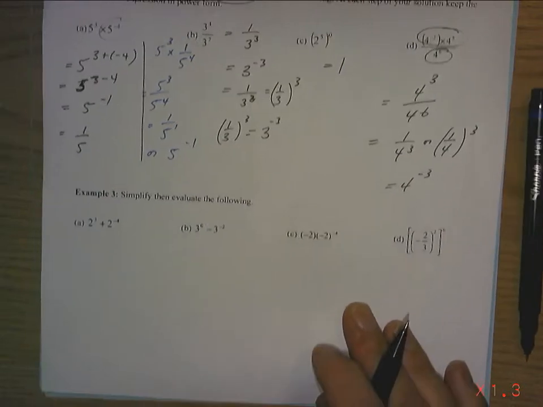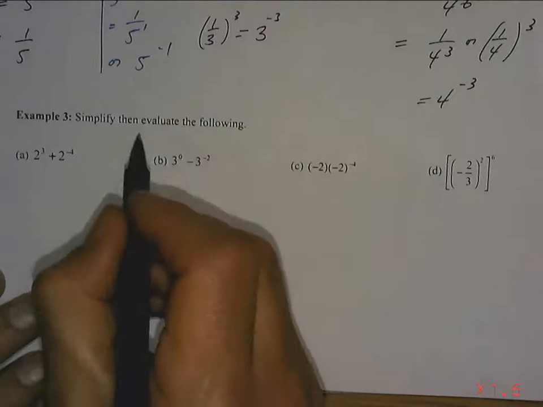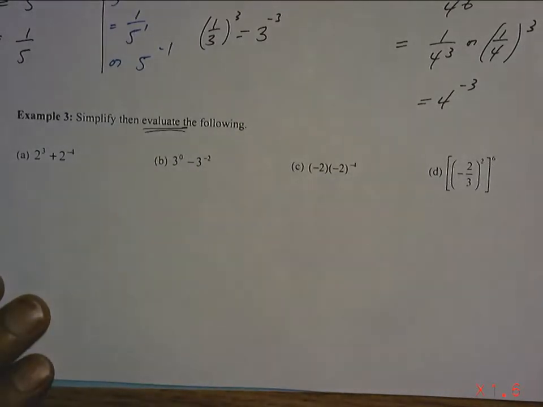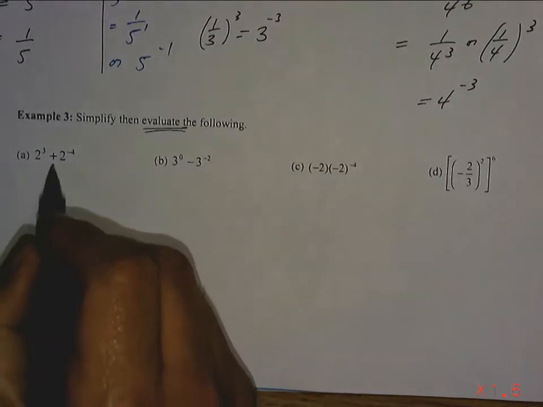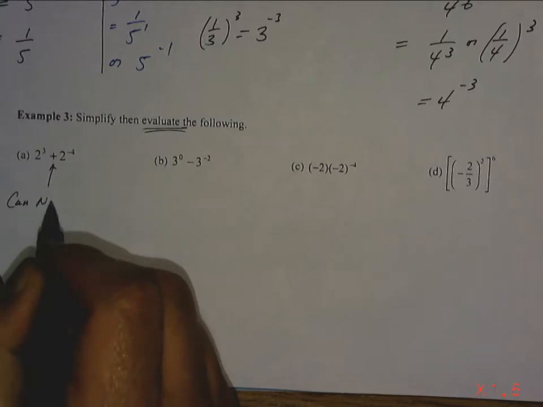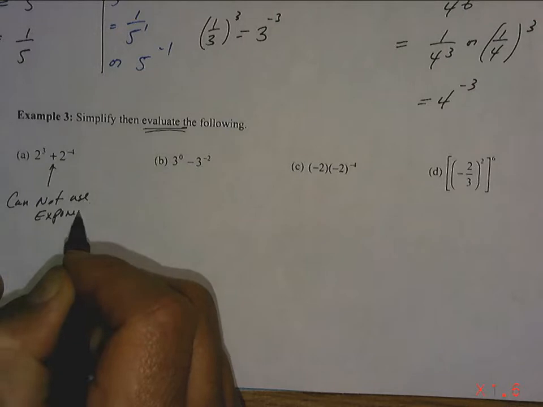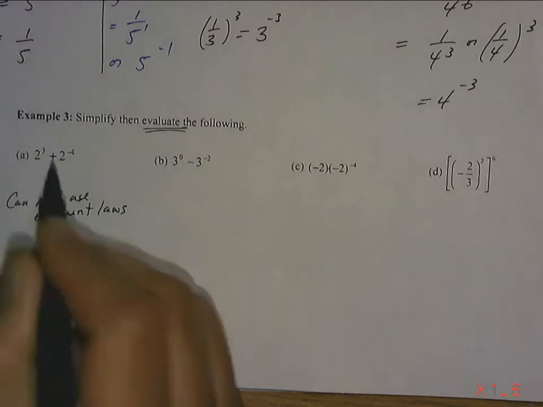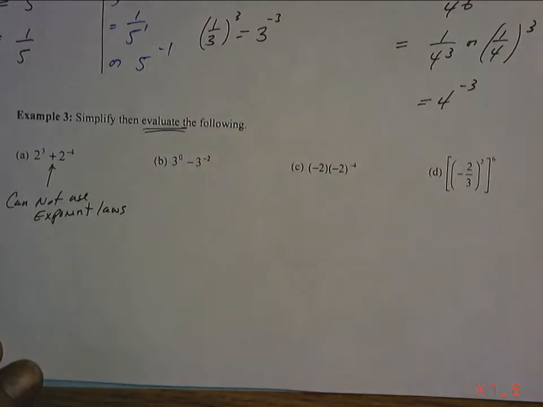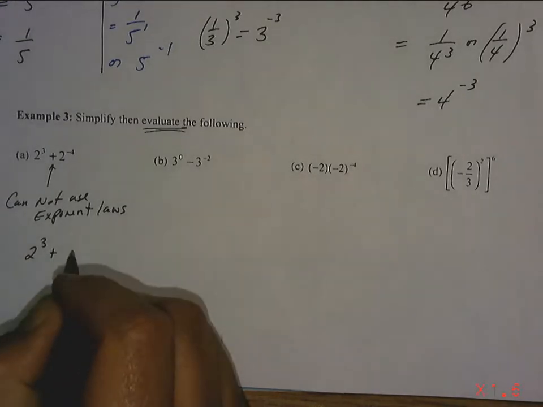Example 3. Simplify and then evaluate. So now we're going to get a final answer. Notice that this is addition and not multiplication, so you cannot use the exponent rules. That's addition. It's not multiplication. Your exponent law is for multiplication. So this is 2 to the 3 plus 1 over 2 to the 4.